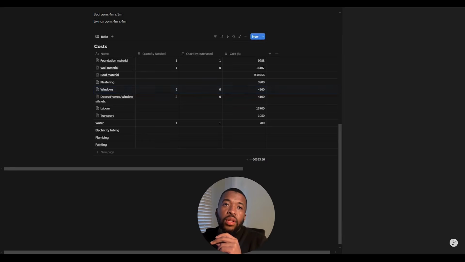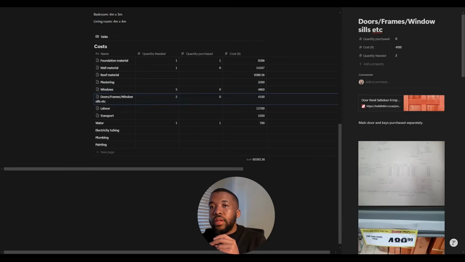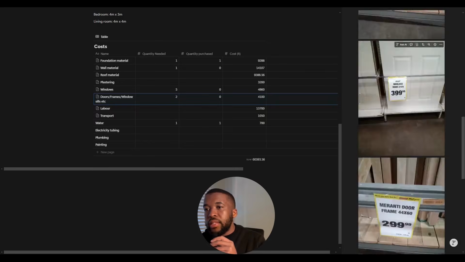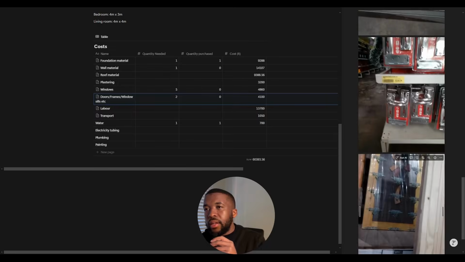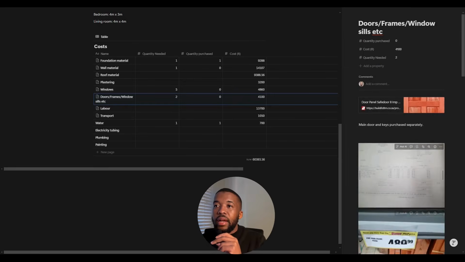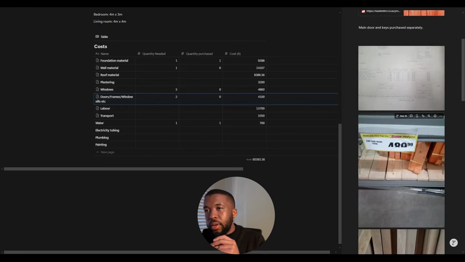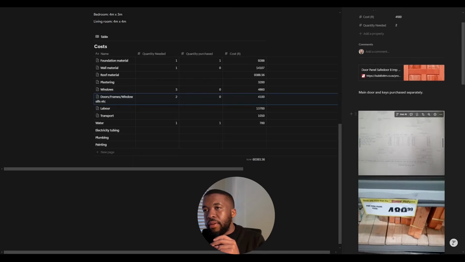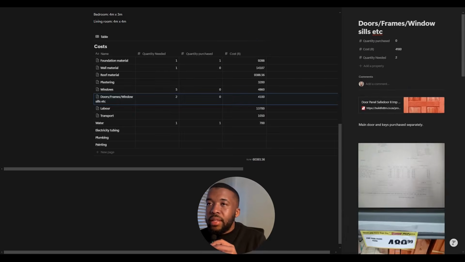And then I got doors, frames, windows, window seals, etc., etc. As you can see here, this is what I got. These are the pictures that the guy took when he went to buy this stuff. And anyway, he sent me the, what do you call this? The quote, right? So that's that.